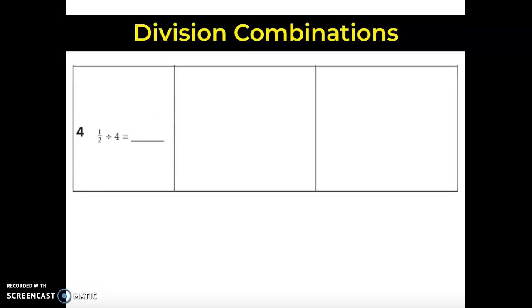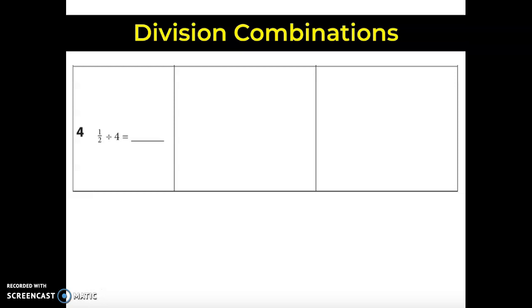1/2 divided by 4. This one is interesting because we have a fraction and we're dividing this fraction by a whole number. How can this even be possible? 1/2 divided by 4. Well, let's try to think of a story combination that could work for this.